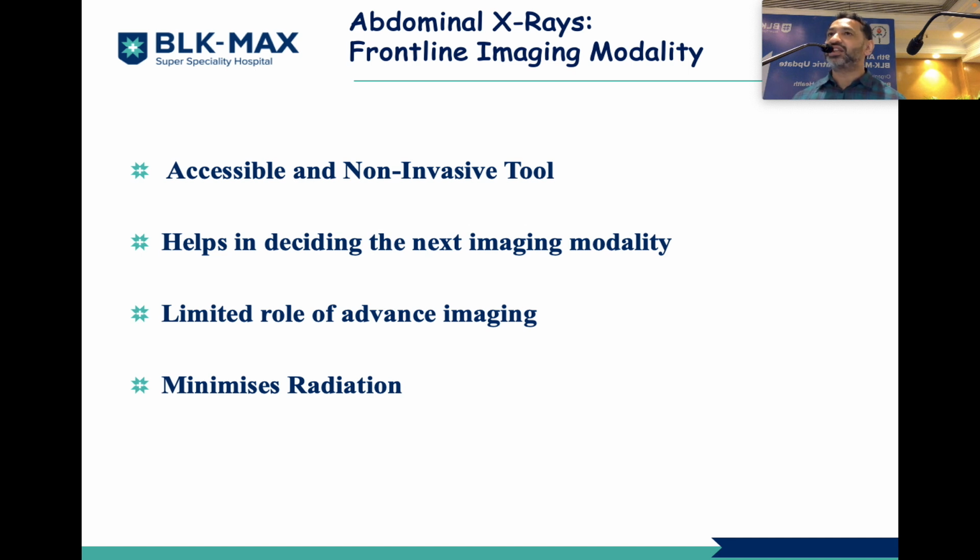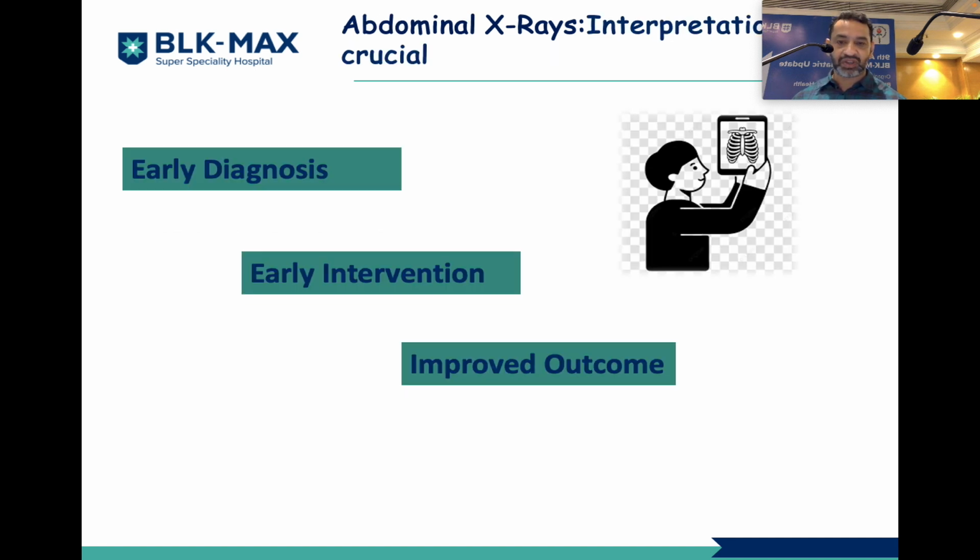And we all understand that there is a very limited role of advanced imaging, especially in the neonatal and pediatric age group. So X-ray can give you a lot of good information, will confirm your diagnosis, and, most important, it also helps in minimizing the radiation dose to the child, which is what we want in our pediatric patients. So X-ray is crucial because it not only gives you an early diagnosis, you can intervene early, especially if it is a surgical emergency, and because of this, it will help in improving the outcome.